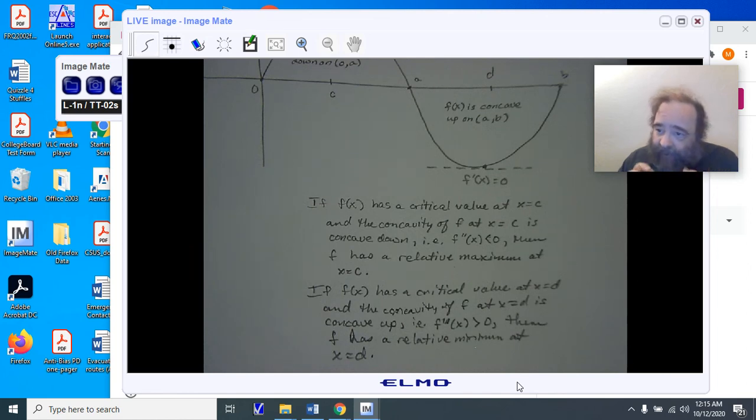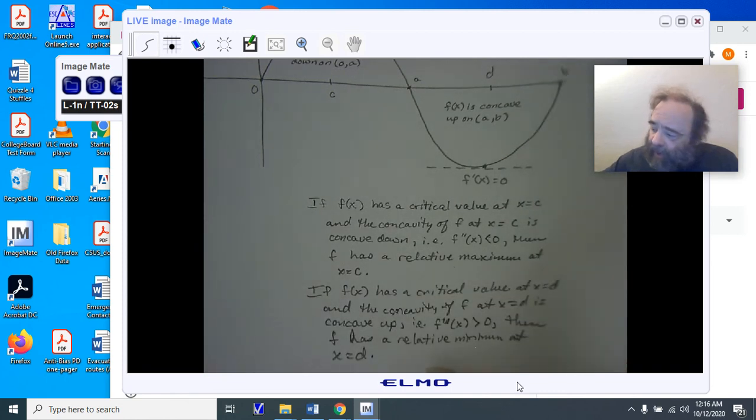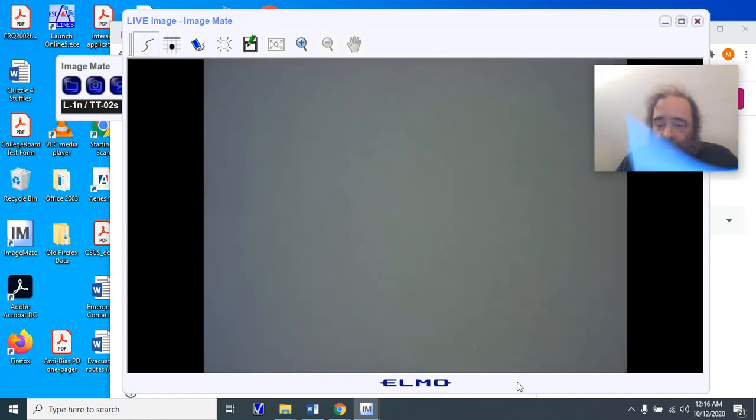So we have to know at a critical value where the first derivative is 0 and the second derivative is either positive or negative at that critical value will immediately determine whether we have a maximum or a minimum. And this can sometimes be very helpful to us. So once again, we'll see this when we're working with curve sketching. So please keep this in mind, and I hope this helped.